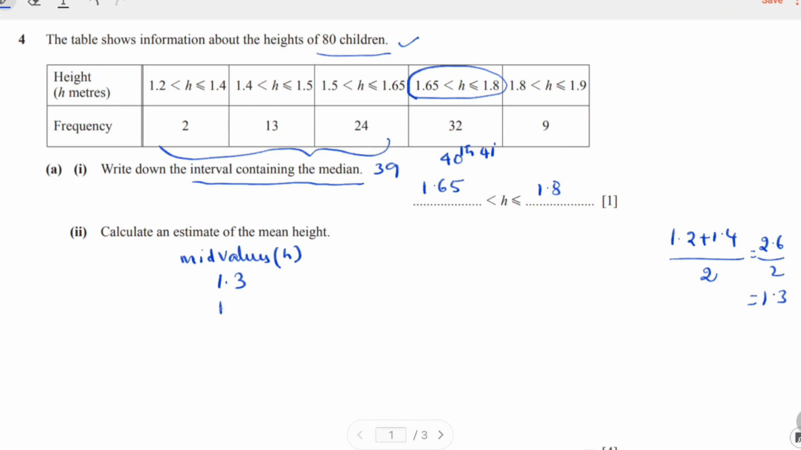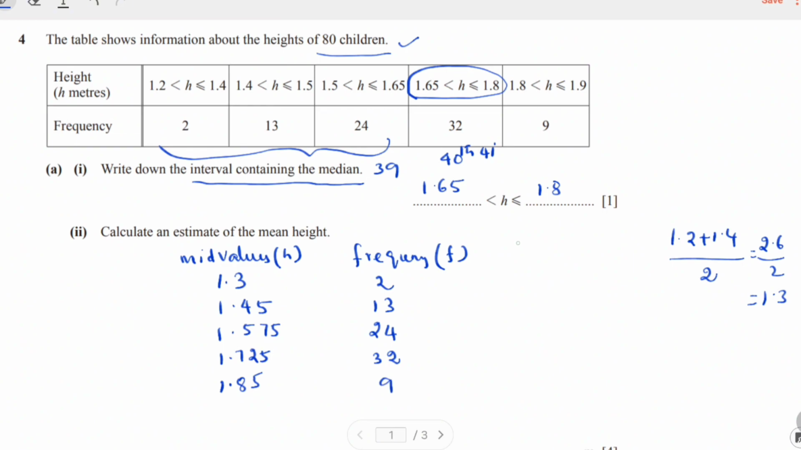We get the mid values as 1.3, 1.45, 1.575, 1.725, 1.85. Now the given corresponding frequencies, I call it F, are 2, 13, 24, 32 and 9.